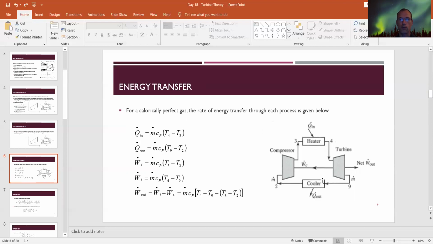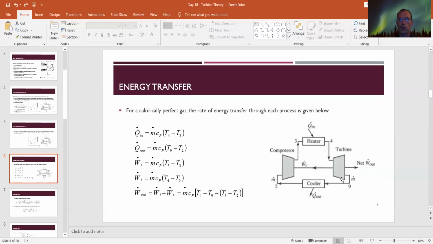I have some Q out from the cooler part of this, so again going from 9 back to 2. Generally the temperature coming out of these things is still fairly hot, hotter than it is coming in. So T9 minus T2 gives me the energy coming out. And then work on the compressor. Again, I need to compress my gas from some temperature T2 to some temperature T3. That's going to take some energy. The amount of energy is, again, T3 minus T2 times m dot Cp.